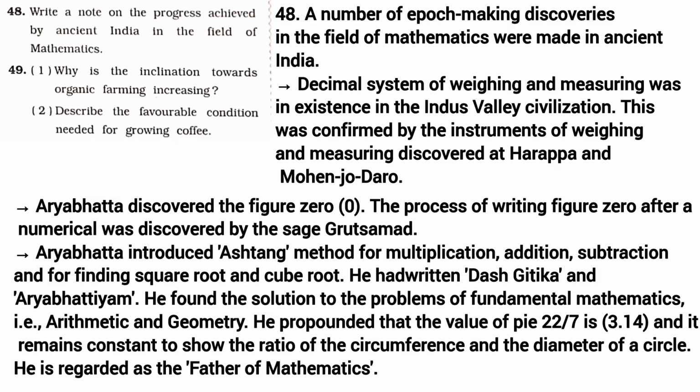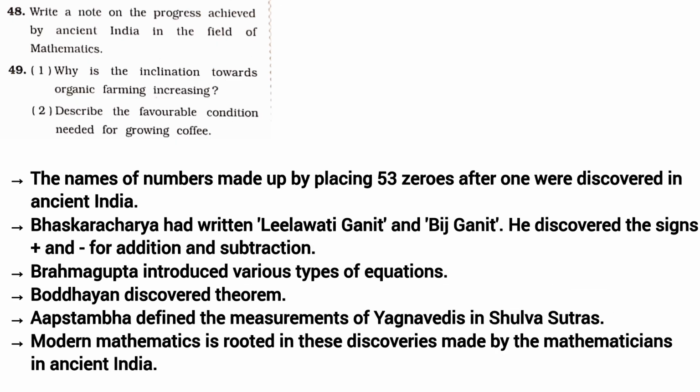Aryabhatta introduced Ashtang method for multiplication, addition, subtraction and for finding square root and cube root. He had written Dash Gitika and Aryabhattiyam. He found the solution to the problems of fundamental mathematics, that is, arithmetic and geometry. He propounded that the value of pi, that is 22 upon 7, is 3.14 and it remains constant to show the ratio of the circumference and the diameter of a circle. He is regarded as the father of mathematics. The names of numbers made up by placing 53 zeros after 1 were discovered in ancient India.